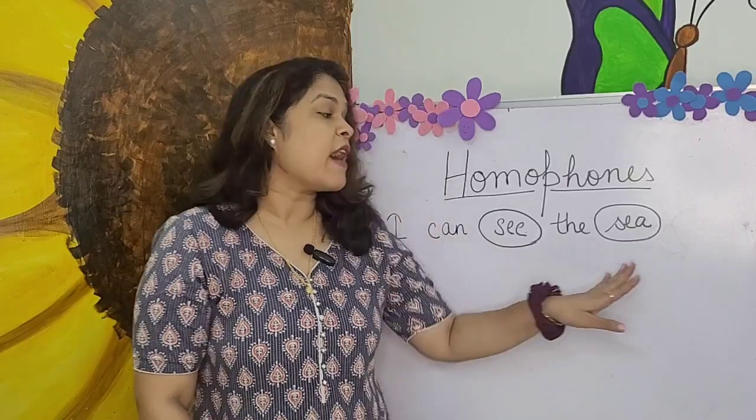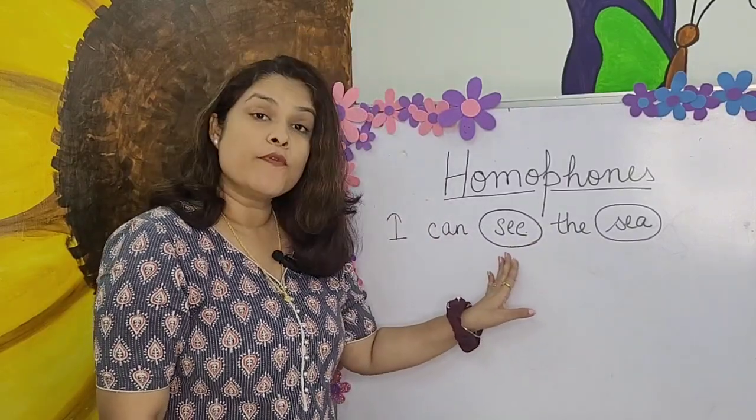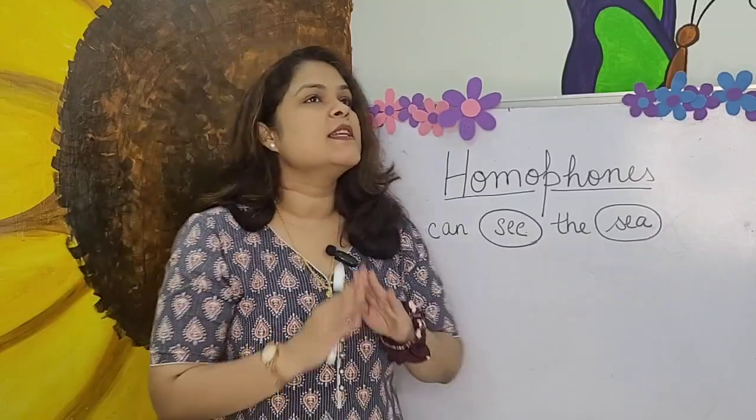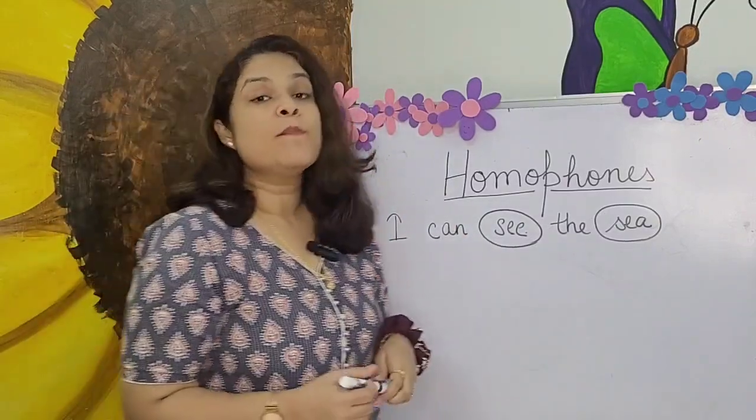So now, if I had placed these two homophones in different places, the sentence would have had no meaning at all. So now you understand how important it is to place the right homophone in the right place, or maybe to place the right words in the right place, correct? So here, now it is absolutely correct. I can see the sea.